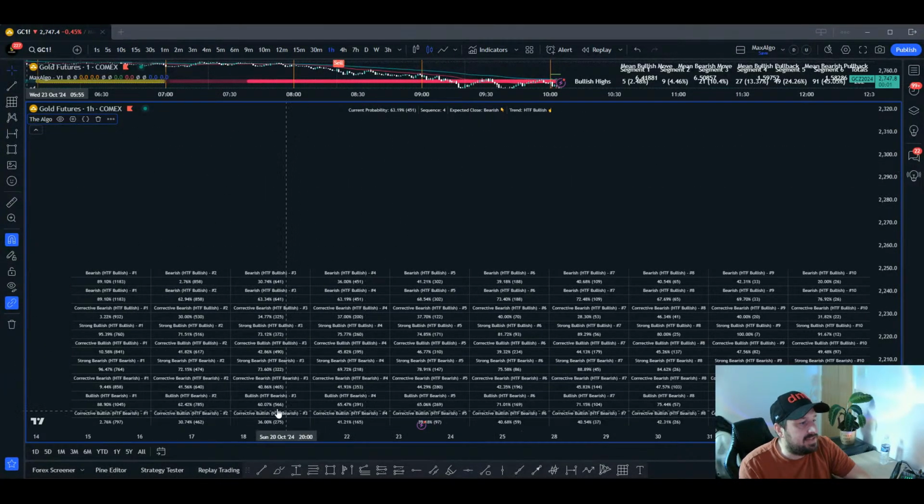So we can know when we had that, we were obviously aligned. We had a transition. We got a strong bearish trend. We had a sequence 2. So we had a 62% probability of that candle being bearish.